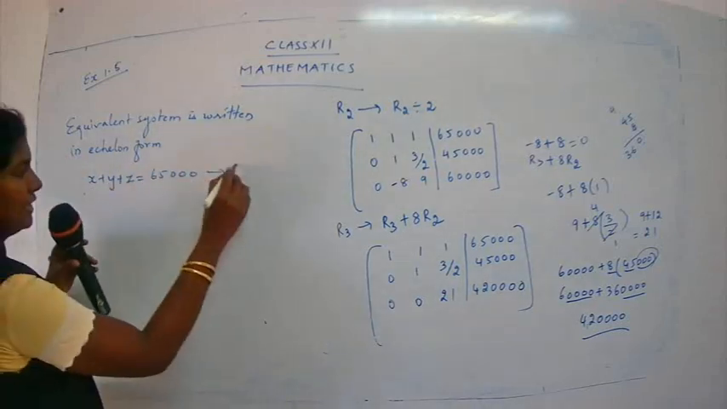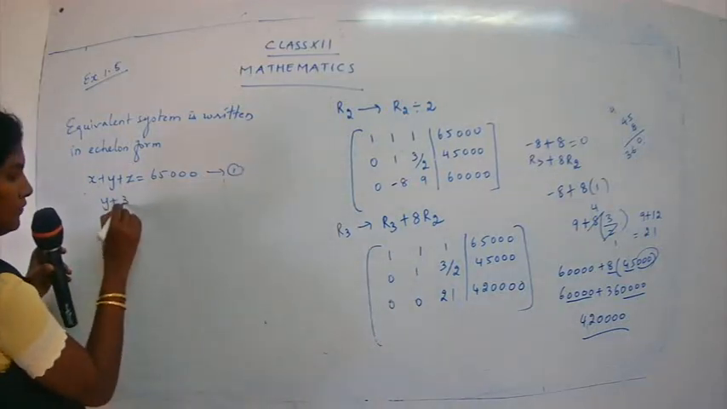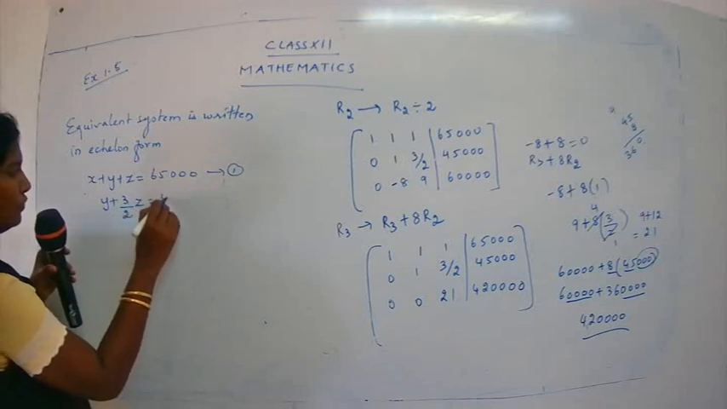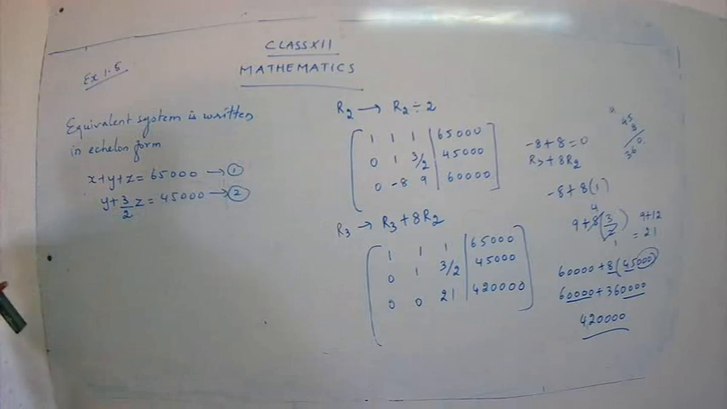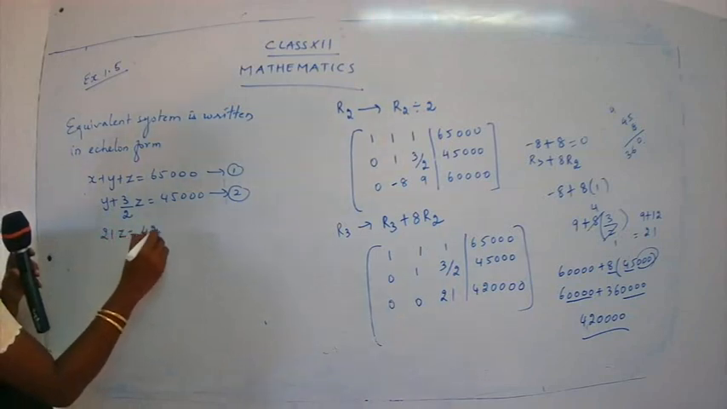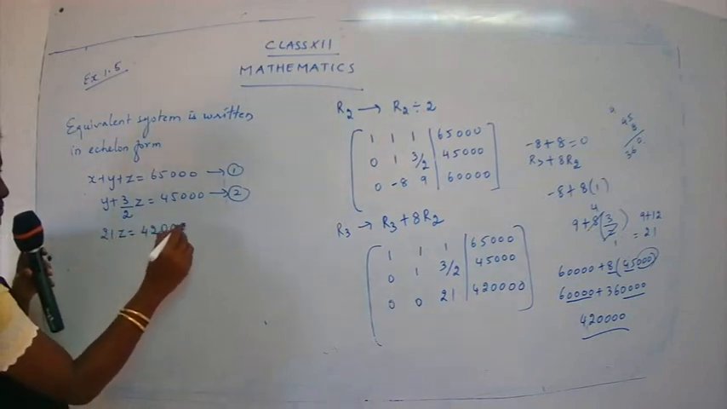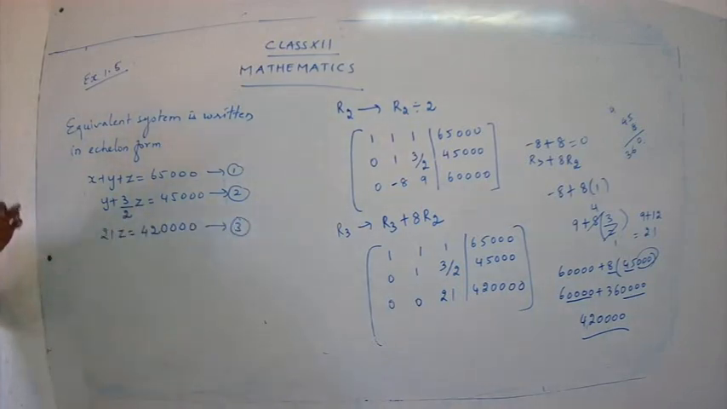Then you have the next line. x is not there, so you have to take from y. y plus 3 upon 2z is equal to 45,000. And the third one, we don't have x and y, we have only the z part. So it's 21z is equal to 4,20,000.